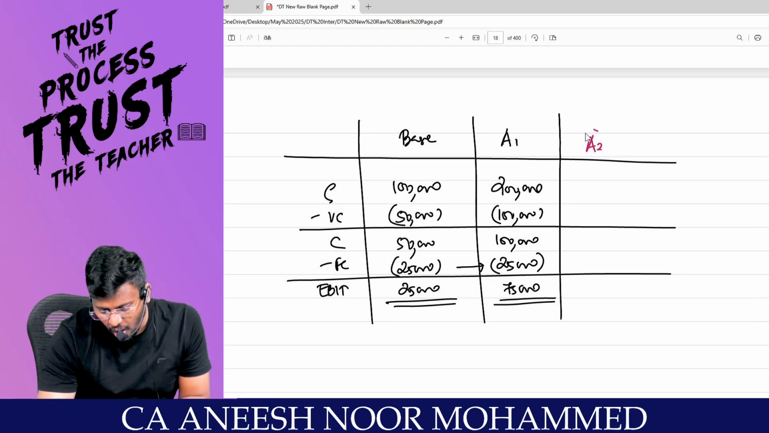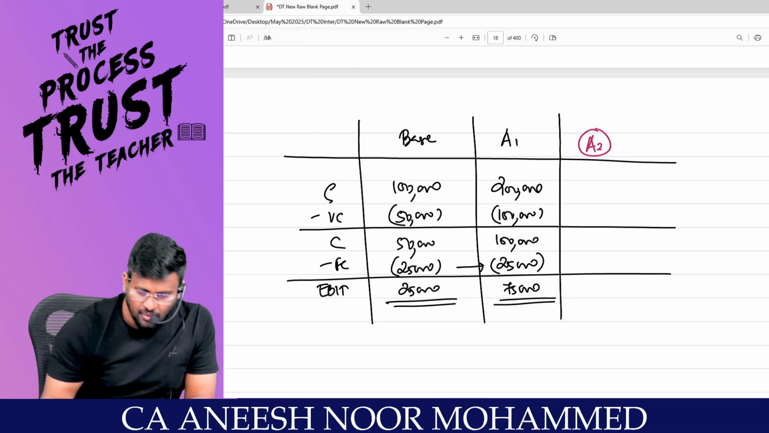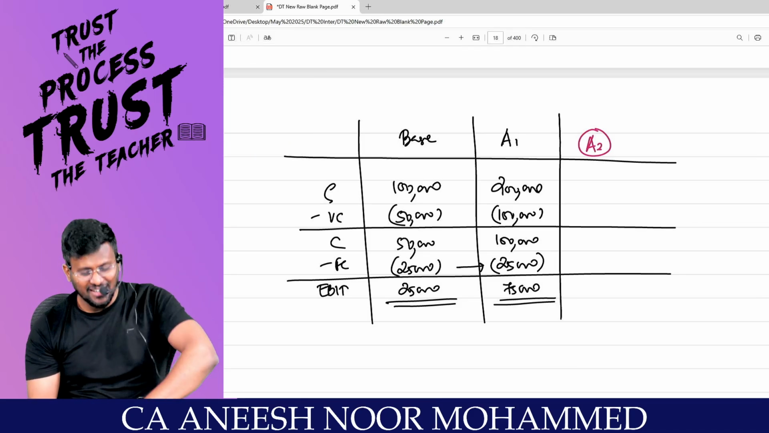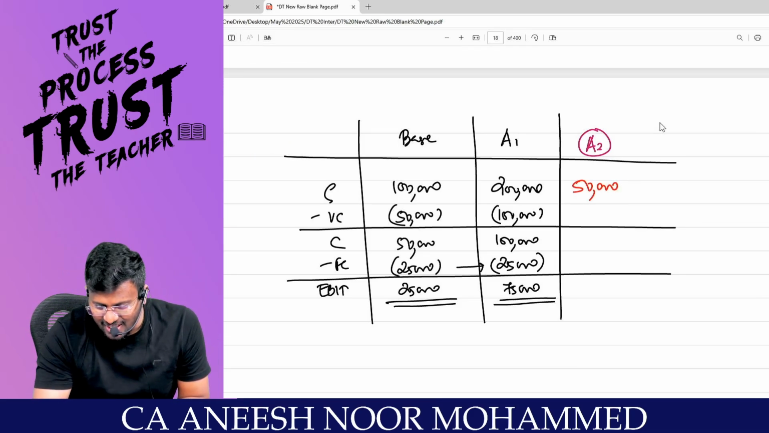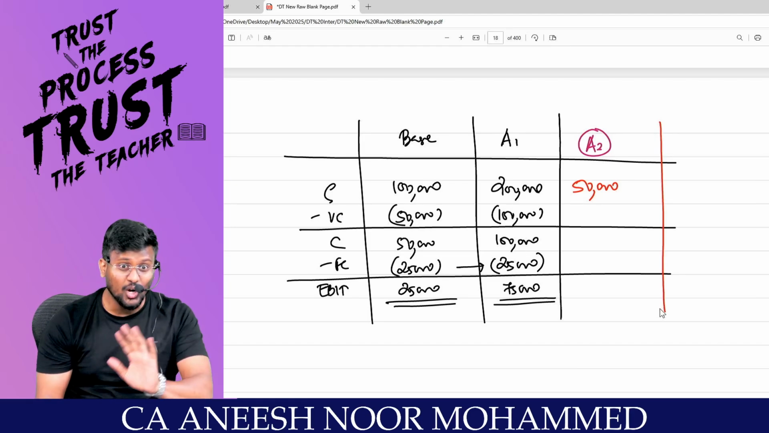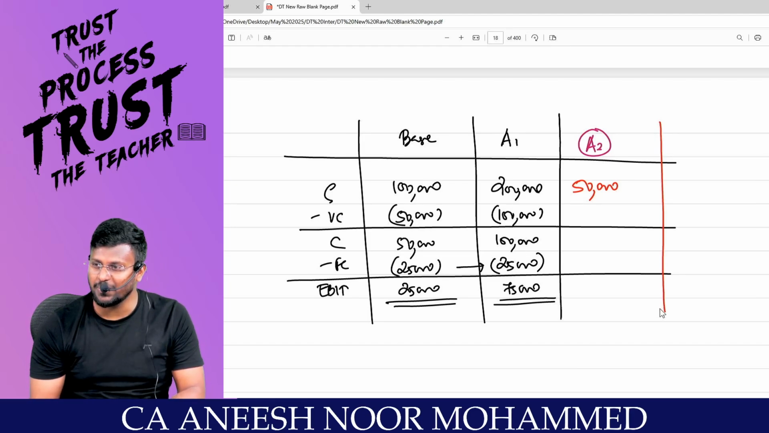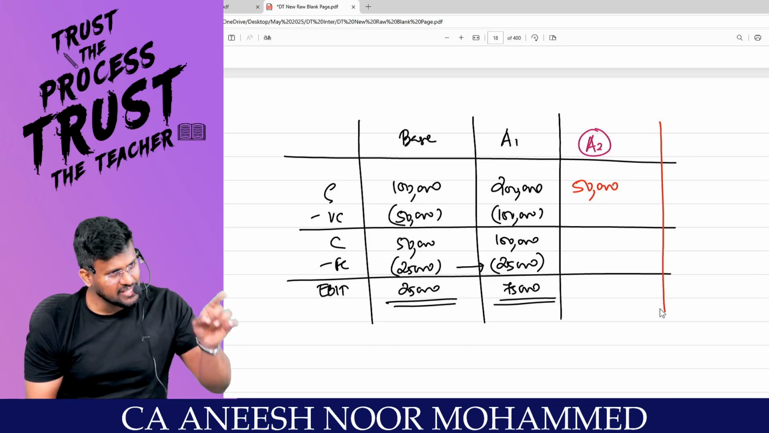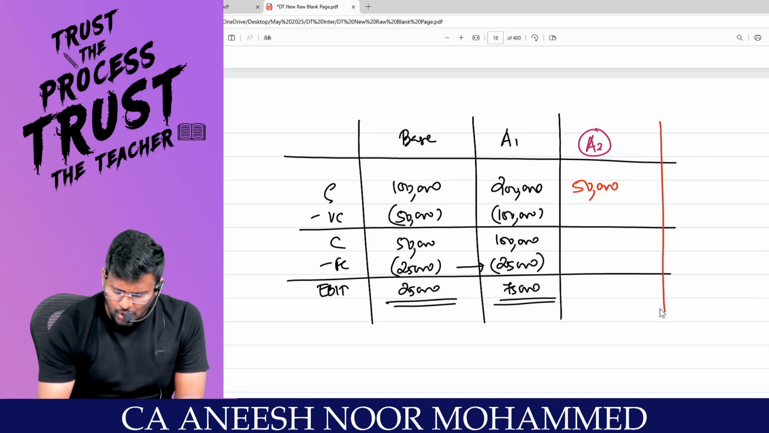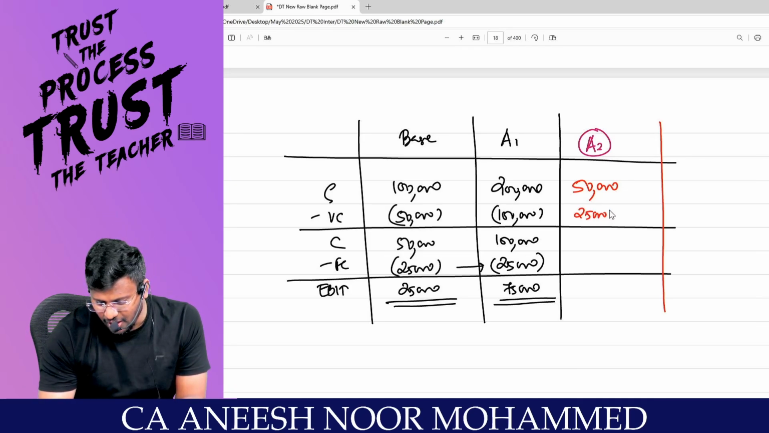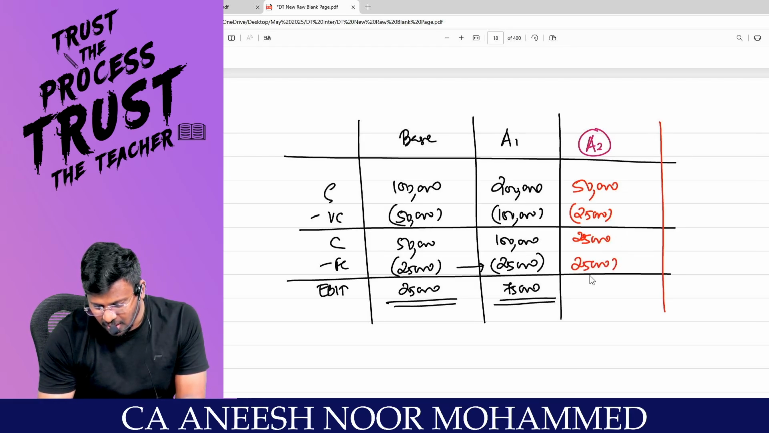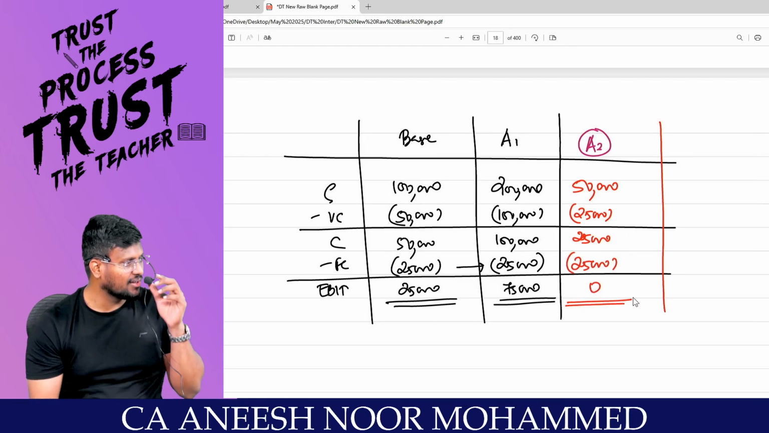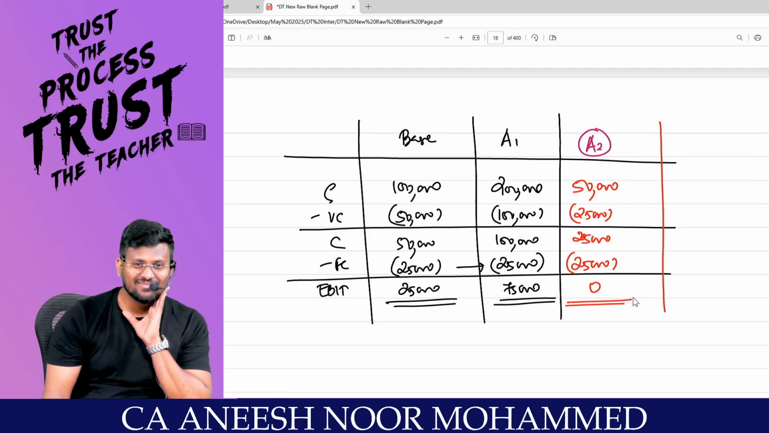Now coming to alternate number 2, danger signal with red color. Hello sir, sales has been reduced to 50,000. It's not increase, it is what? Decrease. Are you all really with me? Sir, variable cost will reduce. Yes sir. Because when sales reduces, what should be the variable cost? 25,000. What should be the contribution? 25,000. What is the fixed cost? 25,000. What is the EBIT? 0. That's it. Gone. Are you all really with me?